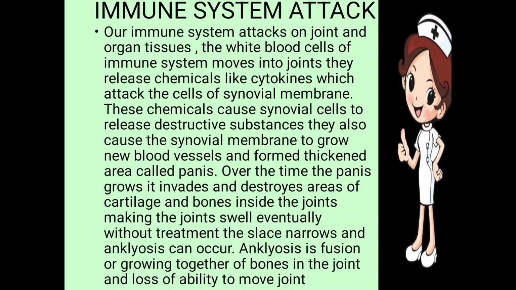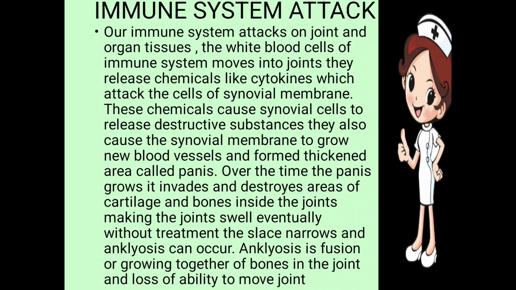The white blood cells of the immune system move to the joints and they release chemicals called cytokines, which attack the cells of the synovial membrane. As we have discussed, we have a synovial membrane present between the two bones of a joint. The white blood cells release the cytokines inside the synovial membrane and affect its functioning. What is the function of the synovial membrane? Its function is to lubricate the joint so that wear and tear will not take place and both of the bones move easily.